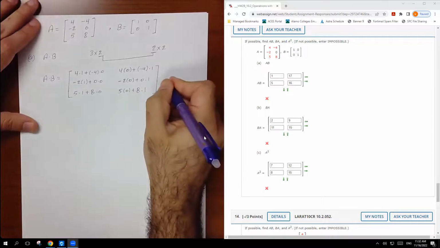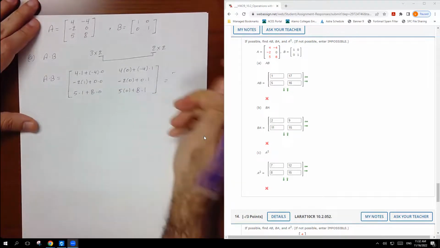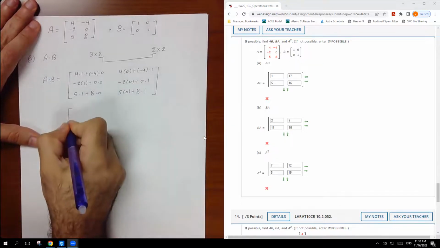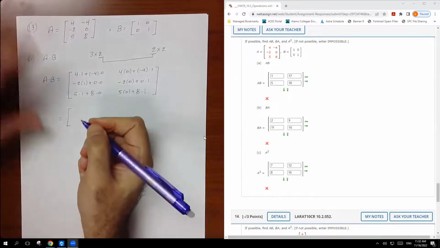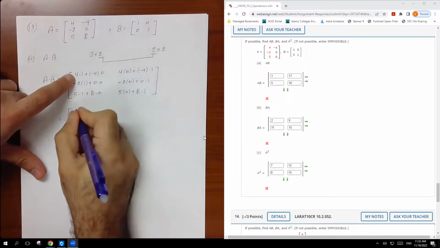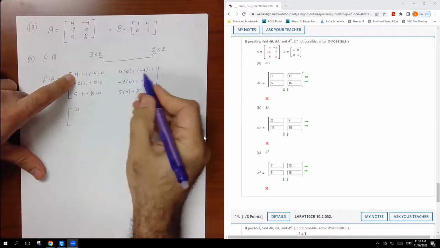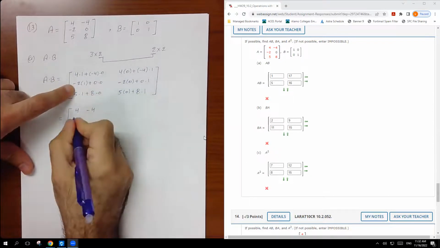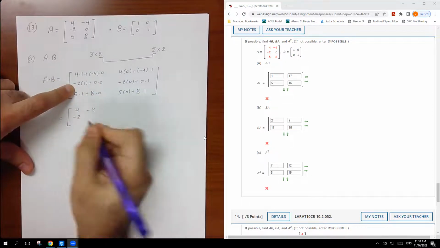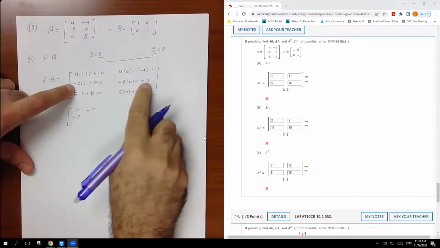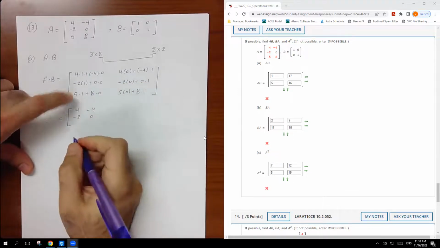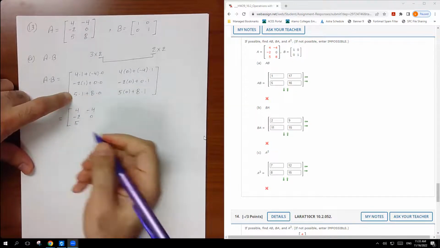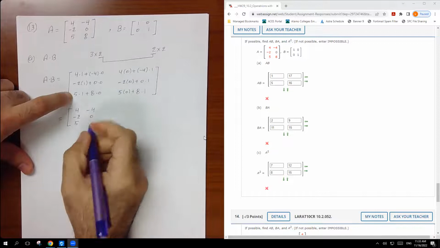That means the result is going to be, let's write down here. This is 0, so it's going to be 4. This is 0, so it's going to be negative 4. This is 0, so it's going to be negative 2. This is 0 and 0. This one is 5. This is 0, so it's going to be 5. This is 0, so it's going to be 8.